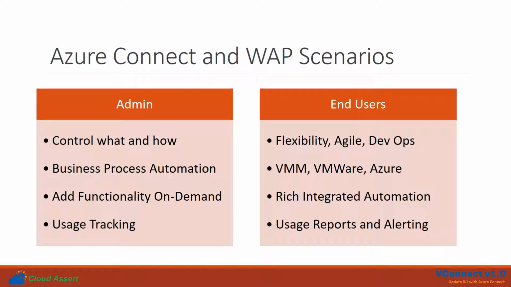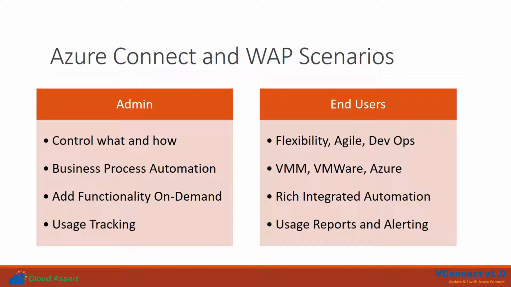So what are the scenarios Azure Connect and WAP enables for a typical enterprise or a hosted service provider? From the admin perspective, as an administrator of an enterprise or a hosted service provider, you can control what gets deployed to the public cloud, how it gets deployed. For example, what type of virtual machine images can be deployed and what virtual networks those virtual machines can be connected to. Those are some of the things that the admin can control and configure.